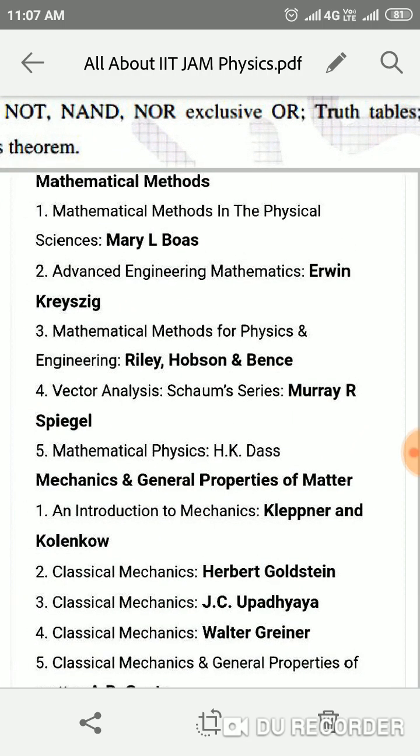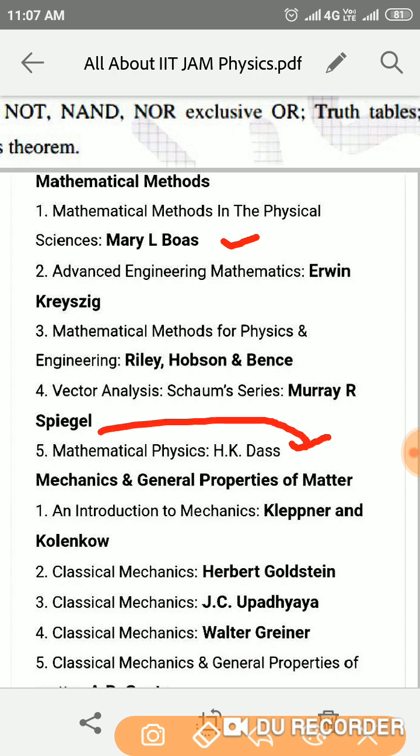First, for mathematical physics, what I will suggest is, if you are starting from the very basics, you can refer HK Das or Mary Boas. Both of the books are very good. For those who are not able to understand foreign writers, HK Das is very good, and Mary Boas is also very good. And for vector analysis, you have to refer to Murray R. Spiegel's Schaum series. This is also a very good book.